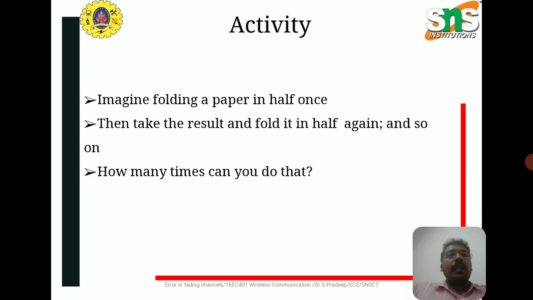Activity. Imagine folding a paper in half once. Then take the result and fold it in half again and so on. How many times can you do that?